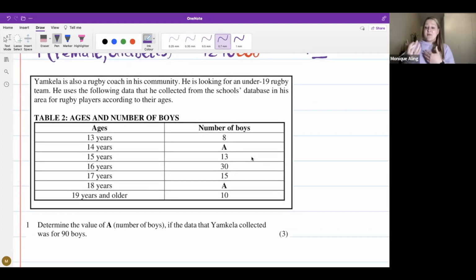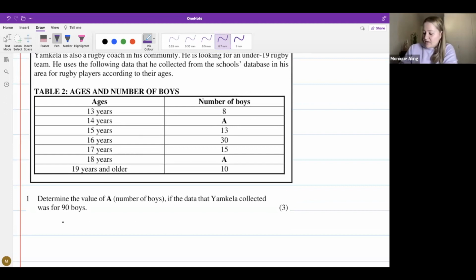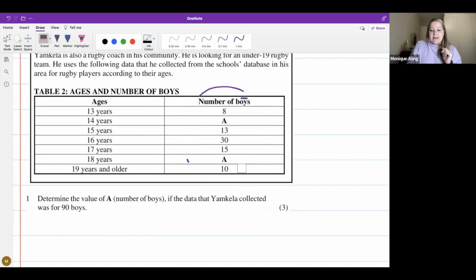Okay, so they've organized the data for us quite nicely. So we can see that there are 8 boys that are 13 years old. We don't know how many are 14 years old. We can see that 13 boys are 15 years old. So instead of them writing out 13 8 times, they have organized it nicely for us in this table. But you can now picture the data set. There are 8 13-year-olds. Okay, there are 13 15-year-olds. So it's just being presented a bit differently now. So they're the different number of boys and their ages.